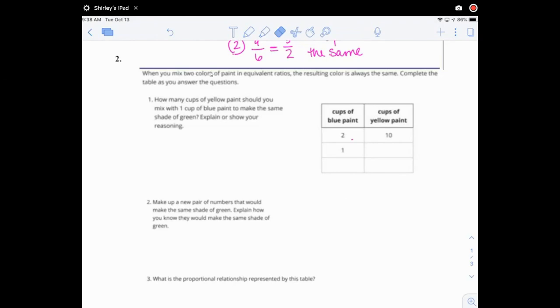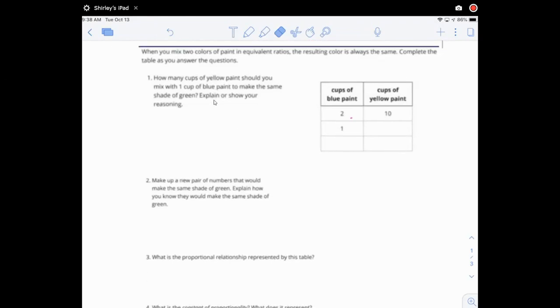Okay, question number 2 says when you mix 2 colors of paint in equivalent ratios, the resulting color is always the same. Complete the table as you answer the questions. So right now, I know that 2 cups of blue paint and 10 cups of yellow paint mix to make a good green color. This is one of those problems where it might be easy to look at the table and notice that I can multiply 2 times 5 to get 10. So that 5 is our constant of proportionality.